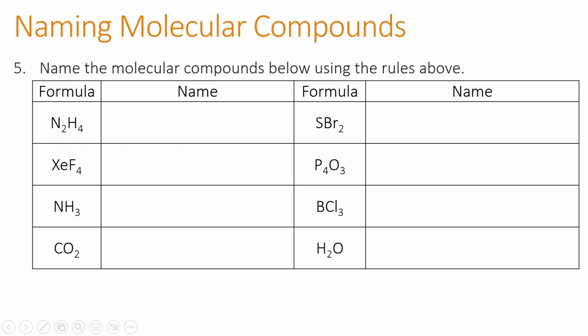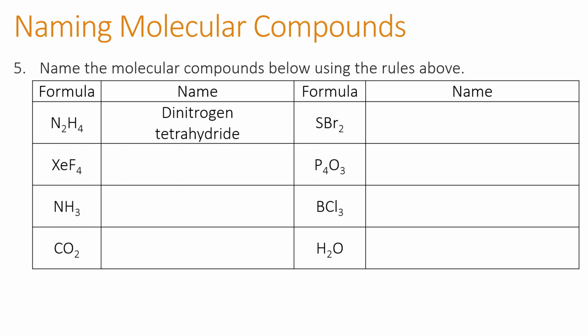So the first one I have here is N2H4. Now, I know I just said that nitrogen is one of those diatomic elements, but that only applies when it is by itself. This is in a molecule with a bunch of hydrogen atoms, so that diatomic rule is not going to apply here. So we're going to have to call this dinitrogen. There's 4 hydrogen, so hydrogen becomes hydride, and we have tetrahydride.